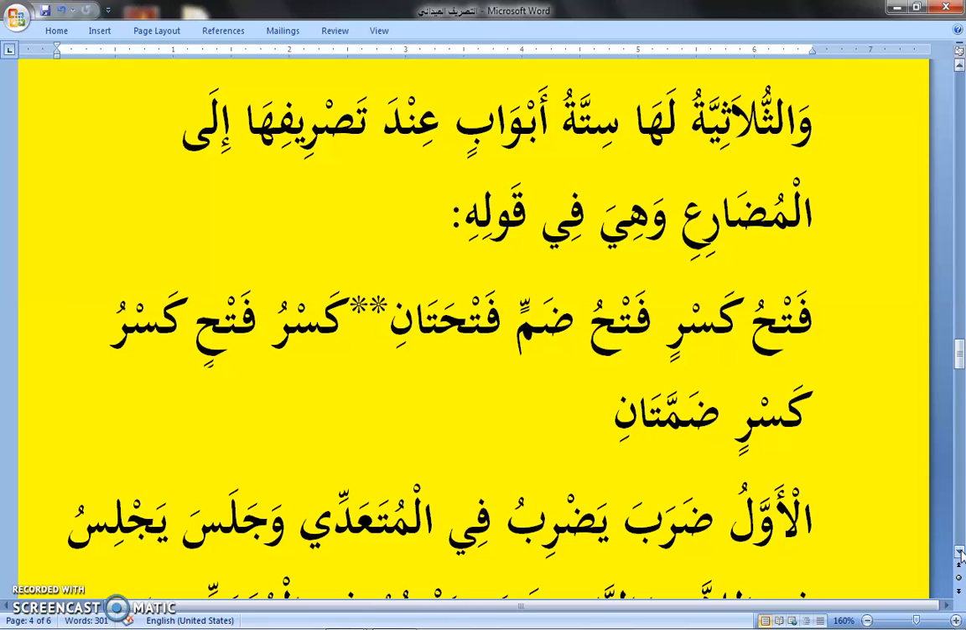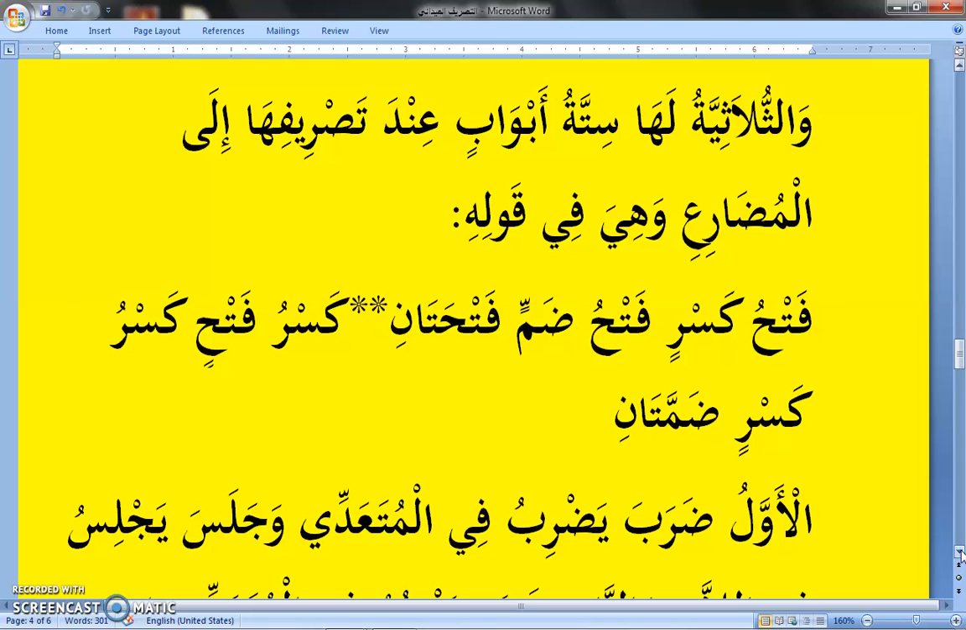It has 6 chapters. وهي في قوله, and it is represented in his saying: فتح كسر، فتح ضم، فتحتان، كسر فتح، كسر كسر، ضمتان. فتح كسر simply means the عين الفعل carrying فتح in ماضي, and كسر in مضارع. Example, ضرب يضرب for متعدي, or جلس يجلس.